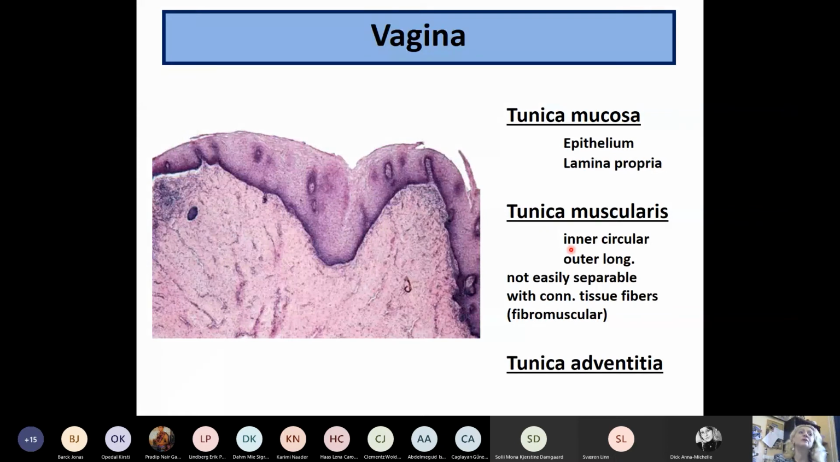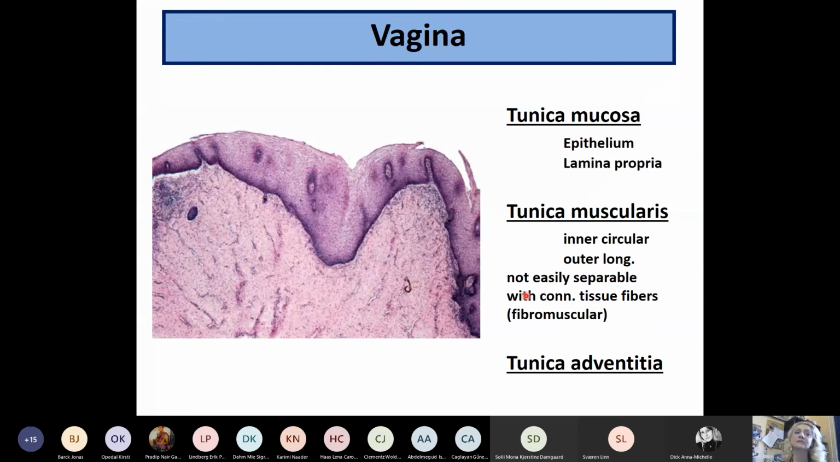And now, before we do the cervix, we have to do the vagina. This is an easy slide. Most of the things you've already learned, for example, the epithelium and layers of the epithelium. The three layers of the vagina as an organ are the usual layers: the mucous layer, the muscular layer, and the adventitia. It has adventitia, loose connective tissue. The muscular layer, although it has an inner circular and outer longitudinal layer like most organs, is not easily separable, and it's really intermingled with connective tissue fibers, collagen and elastic fibers.